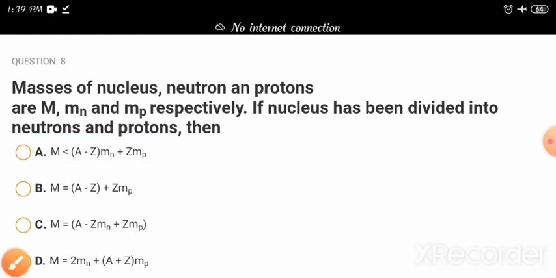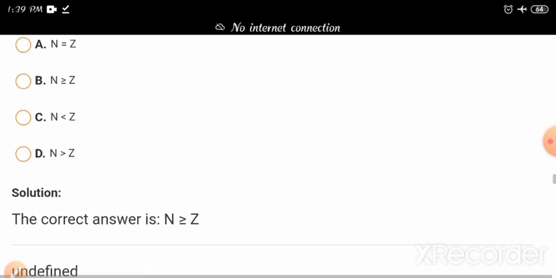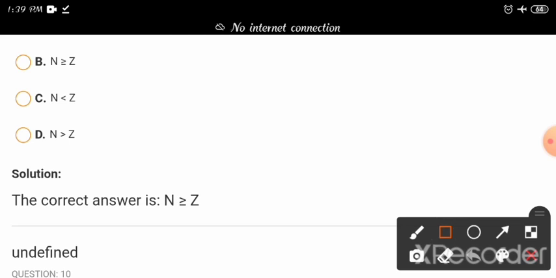Now the next question: for the most stable nuclei, neutron number N and proton number Z have the relation: N is equal to Z, N is greater than or equal to Z, N is less than Z, and N is greater than Z. So friends, the correct option is N is greater than or equal to Z. So option number B should be the right answer, friends.